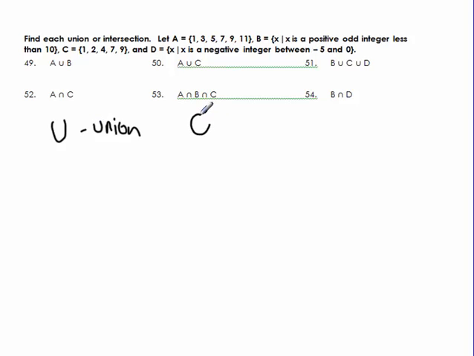And whenever we see that as a Venn diagram, here's my Venn diagram. The union is all of the elements in both of the sets.